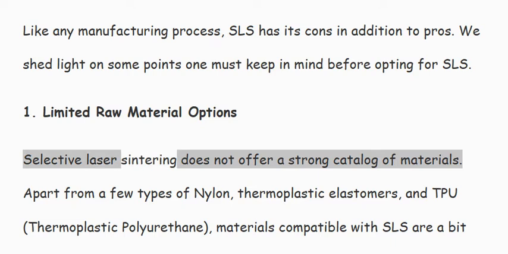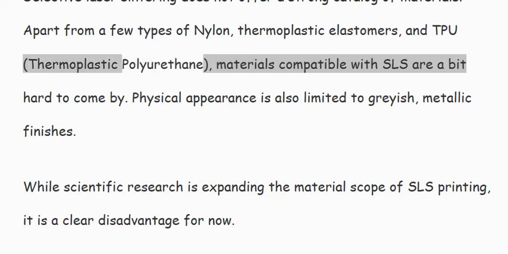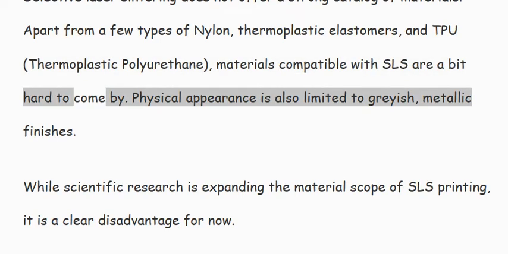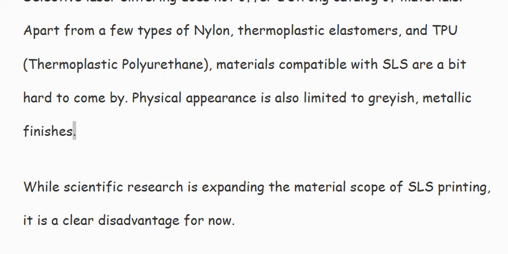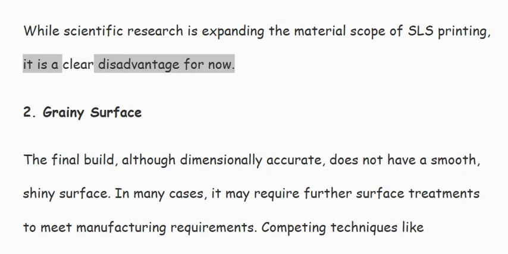Selective laser sintering does not offer a strong catalog of materials. Apart from a few types of nylon, thermoplastic elastomers, and TPU, thermoplastic polyurethane, materials compatible with SLS are a bit hard to come by. Physical appearance is also limited to grayish, metallic finishes. While scientific research is expanding the material scope of SLS printing, it is a clear disadvantage for now.